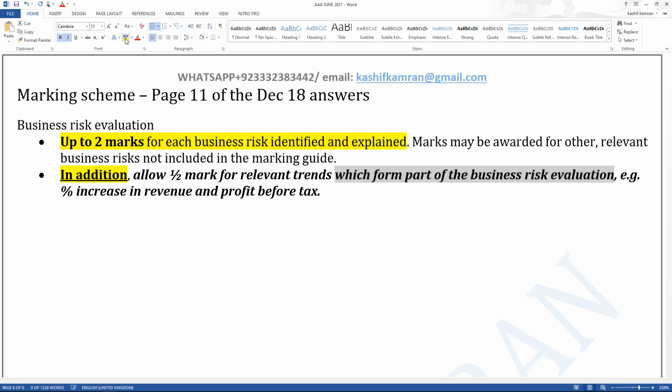You just find a trend and you get half a mark? No, which forms part of the business risk evaluation. Look at this sentence. If you find that the revenue has increased by 20% and you made use of that when writing your business risk, or you found that the revenue has gone down by 20% and you connected that with an obsolete product, because the business is selling an obsolete product and that is the reason the revenue has gone down by 20% over the last year, have you made use of that percentage in your answer? If you made use of a percentage in your answer, will the examiner give you an extra half a mark for that? Is that what the examiner is telling you?